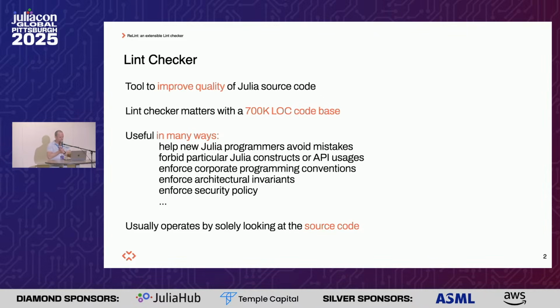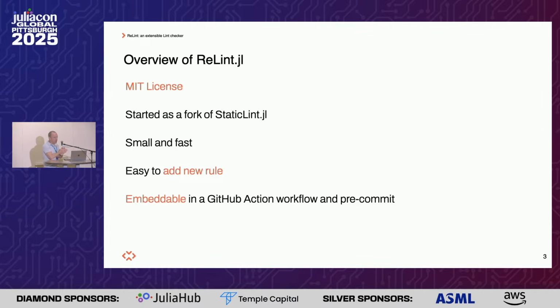A lint checker usually works by thoroughly looking at the source code. No matter whether your application can be compiled and run, you just look at the source code. So ReLint is a new lint checker that we designed. It is distributed under the MIT license. We are a company, and we think it is a very good idea to have ReLint open source. ReLint started as a fork of StaticLint. At first we used StaticLint, and we were happy, but only up to a point, and I will explain that later. If some of you were involved in the design of StaticLint, then thank you very much. I learned a lot.